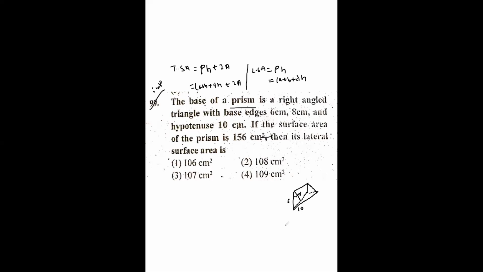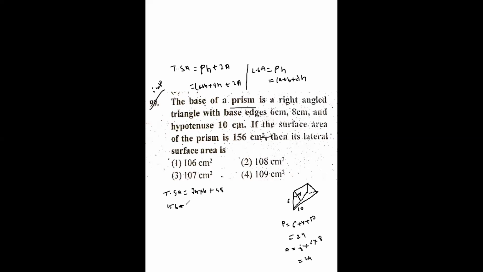So the perimeter of this triangle will be 6 plus 8 plus 10, which is equal to 24. And the area of this triangle will be half base into height, half 6 into 8, which is again equal to 24. So apply the formula. TSA will be equal to perimeter 24, height we need to calculate, plus 2 times the area, which will be 48. TSA is given, it is 156.